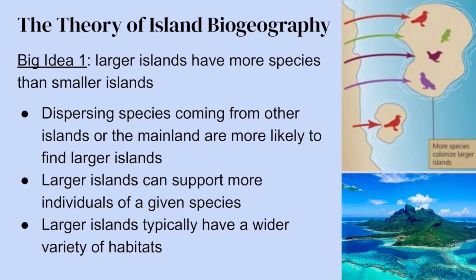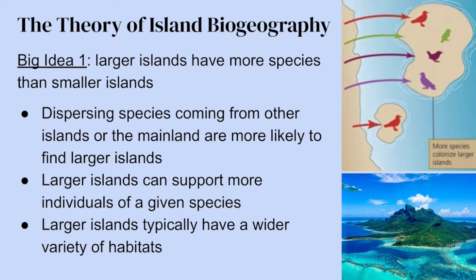So in the study of island biogeography, scientists looked at how species are distributed and how they interact, and they came up with this theory called the theory of island biogeography. This theory has several big ideas. We're going to go through three of them today, which are the three main ideas that you need to get out of this lecture.